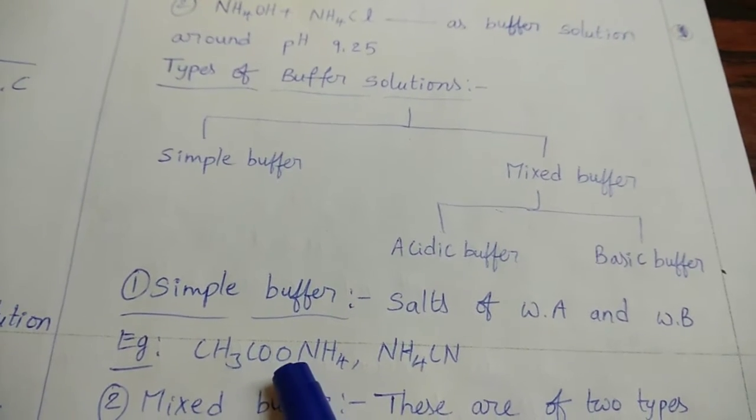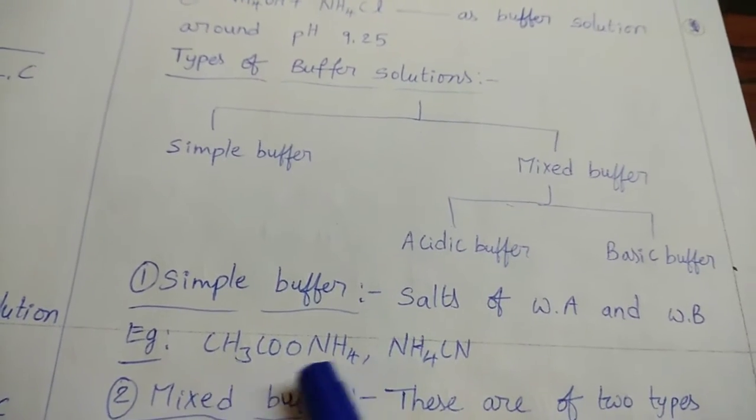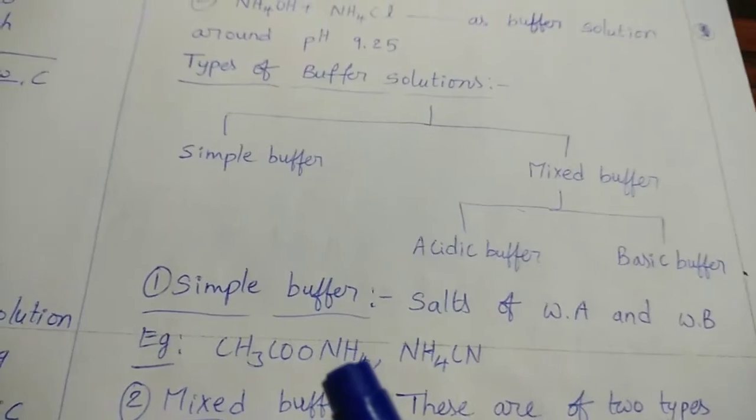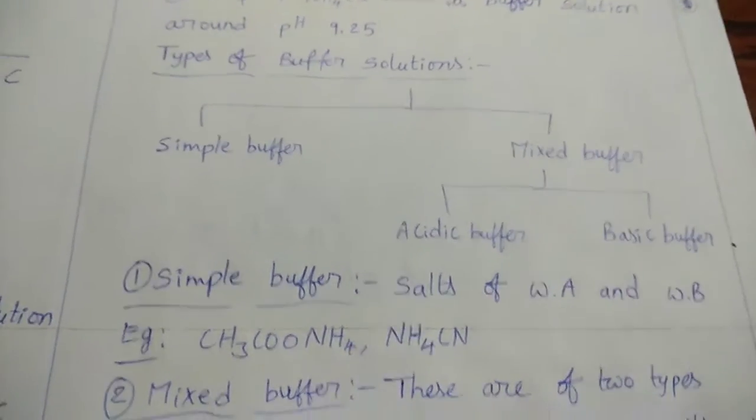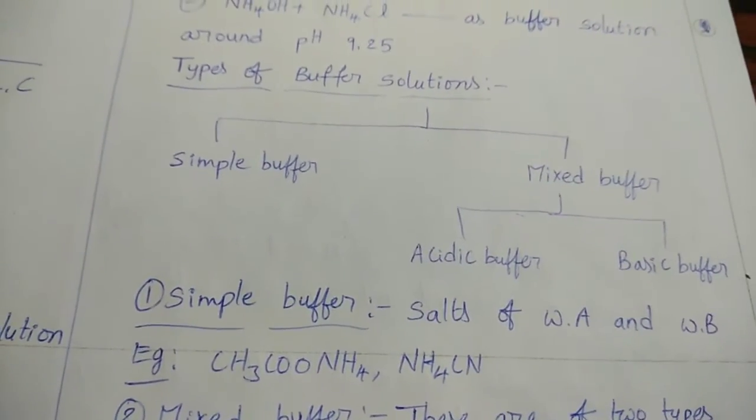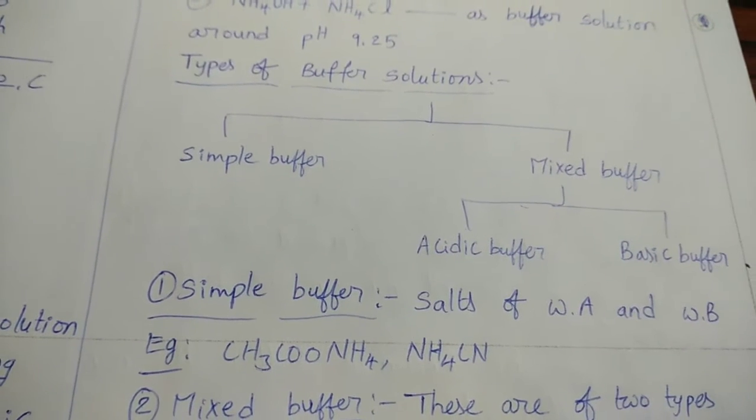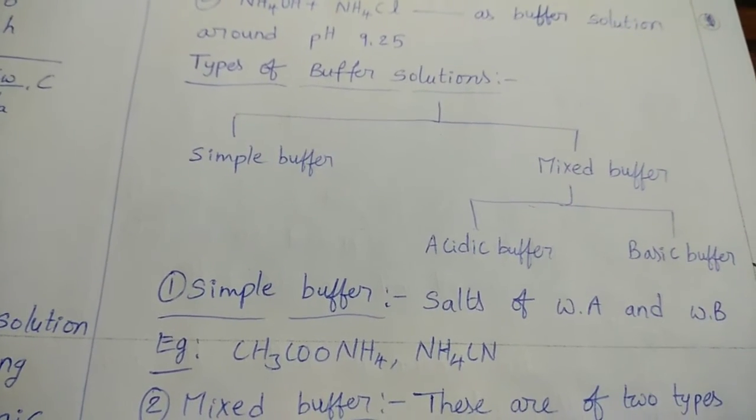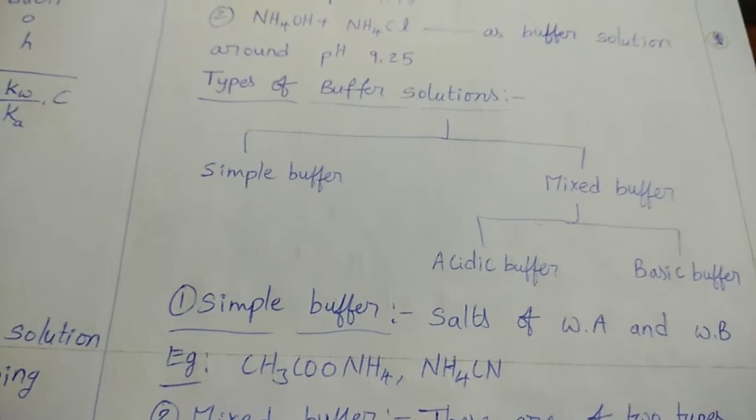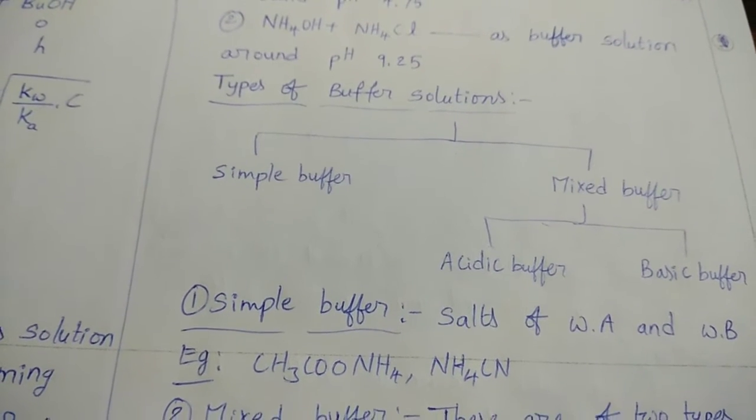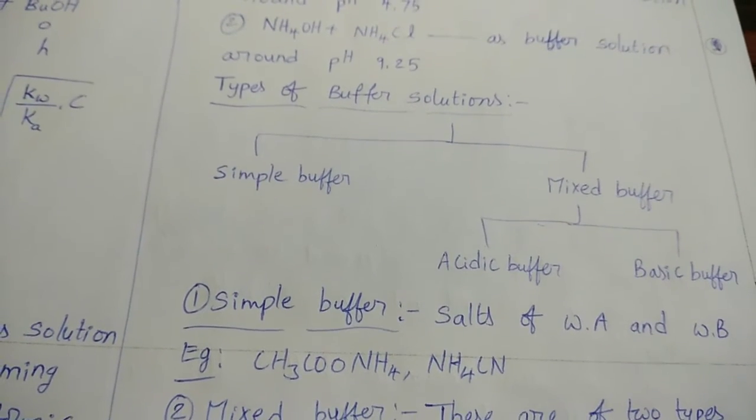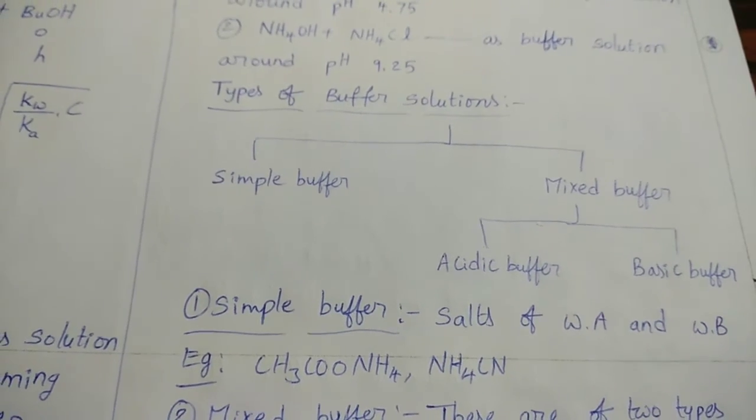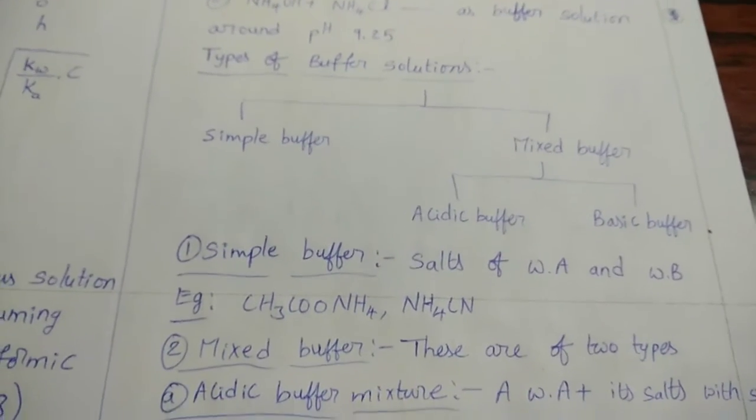Example, CH3COONH4, ammonium acetate. This salt is obtained from the weak acid, acetic acid, and the weak base NH4OH. So this salt can act as a simple buffer. Another one, NH4CN. It is also obtained from the weak acid HCN and the weak base NH4OH. Okay. Next, another category, mixed buffers.